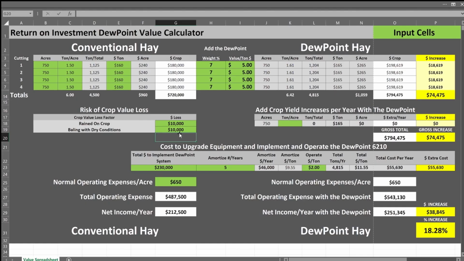So with a steamer, we're mitigating that loss. That's what we're putting in here. This is actually an increase to our bottom line, but because it's a loss that we're preventing from actually happening.